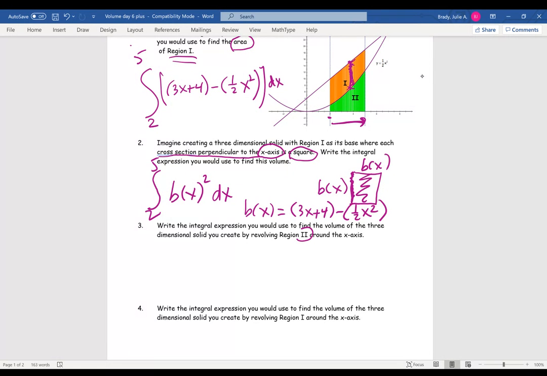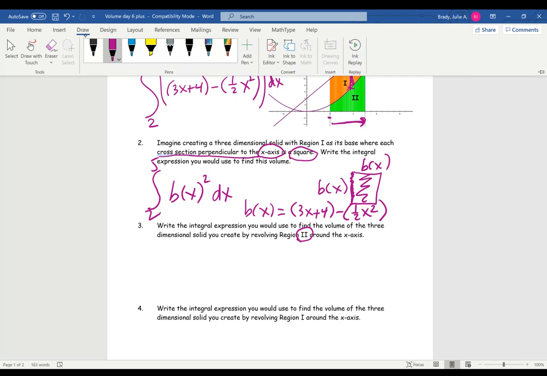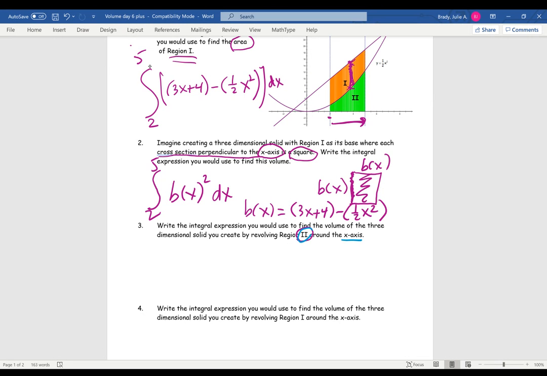Now we're going to switch and look at region 2. We're going to revolve around the x-axis. If I notice, the x-axis is one of its edges. That means as I revolve it, I'm going to get this neat silo shape. I don't have any holes in the middle, so I can use the disk method, because I'm essentially making these tiny discs. Each disc is essentially a circle, or a little slice of a cylinder.